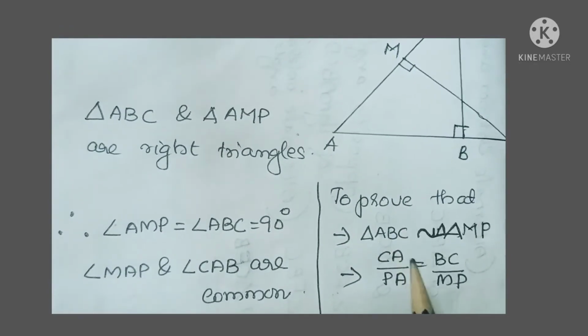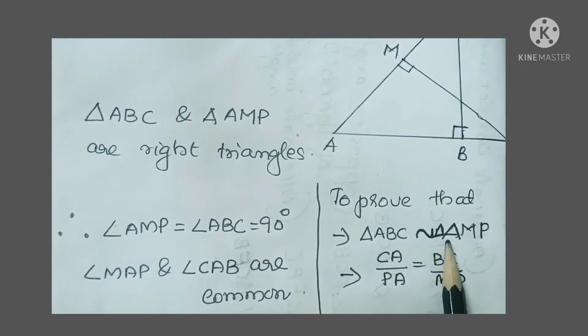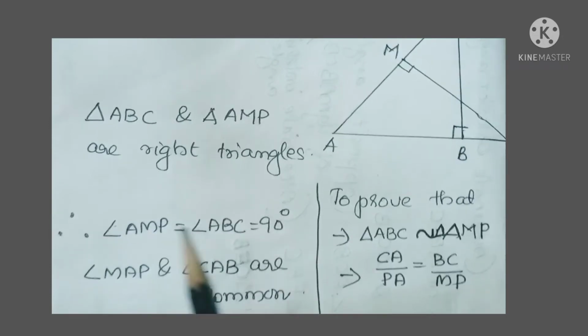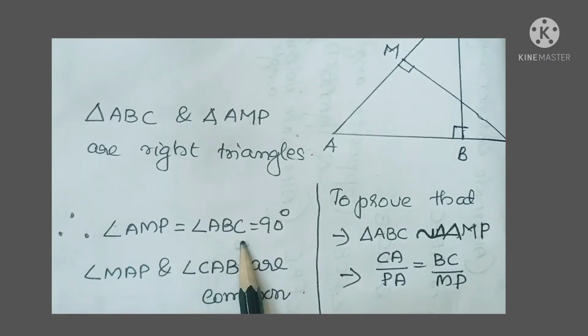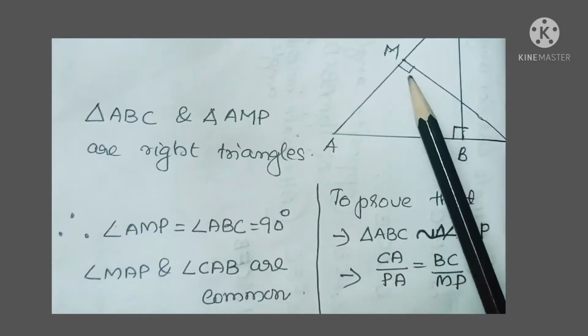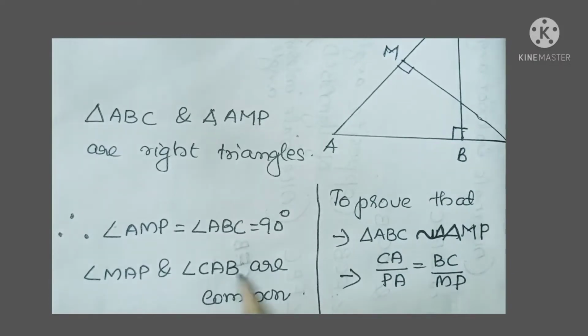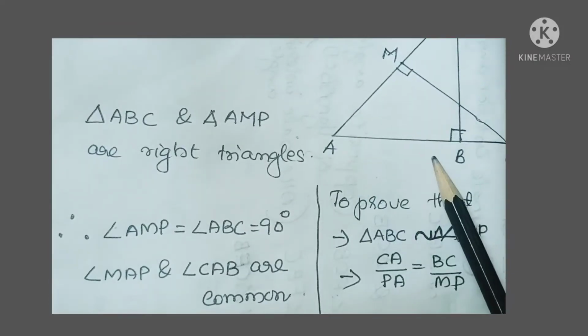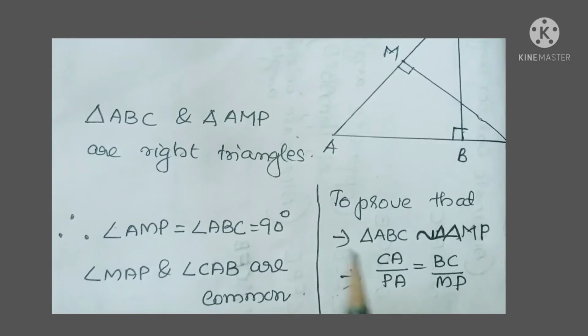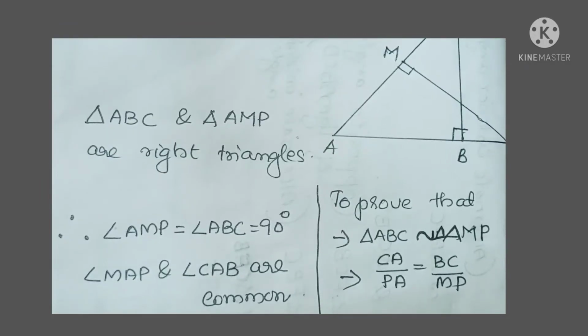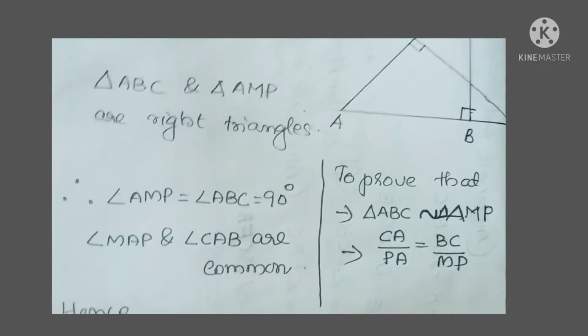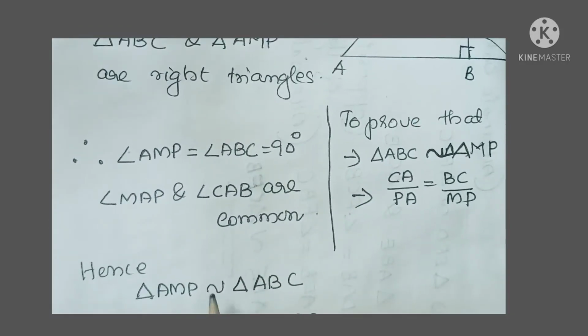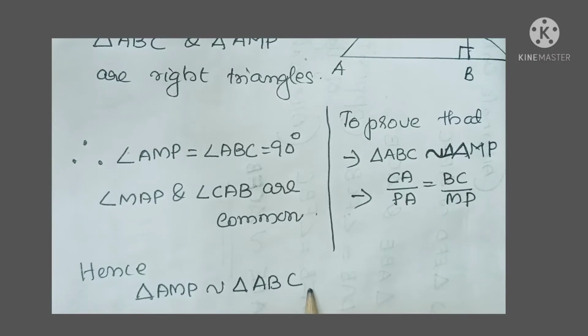To prove that triangle ABC is similar to triangle AMP, that means CA by PA equals BC by MP. Here, angle AMP and angle ABC are 90 degrees, and angle MAP and angle CAB are both representing the same angle. These are common. Hence, we can say that triangle AMP is similar to triangle ABC.